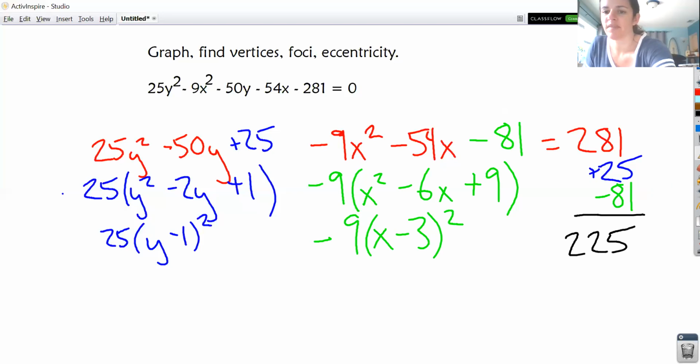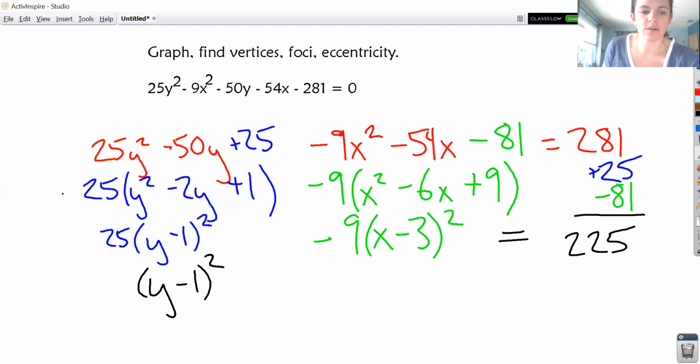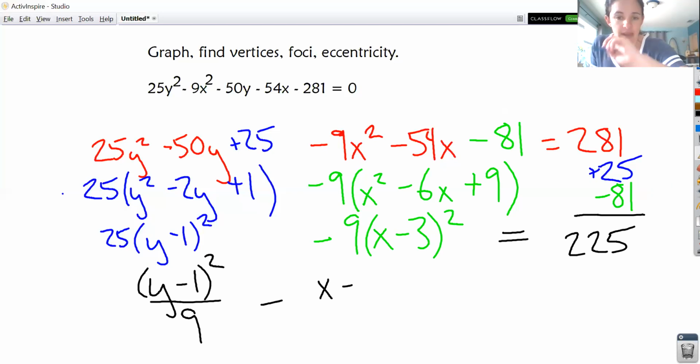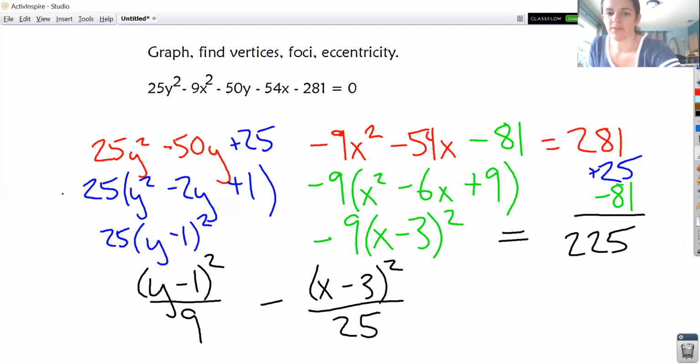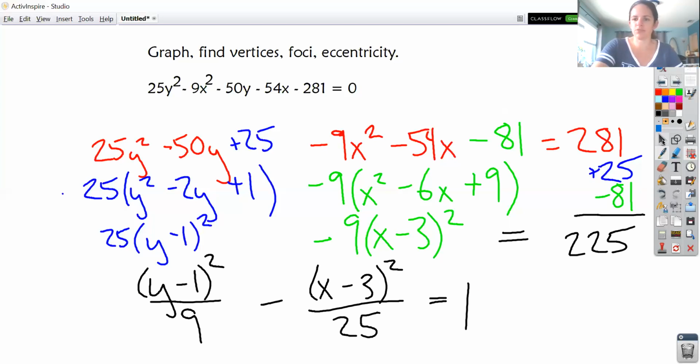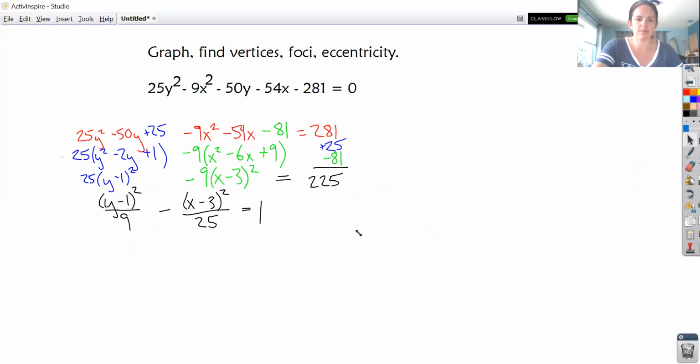So then if I go ahead and figure out what this right-hand side is, 281 minus 81 plus 25 would be 225. And then to get this in standard form, I would need to divide each term by 225. So 225 over 225 would be 1. So I get y minus 1 quantity squared over 9 minus, and then 225 into 9 becomes 1/25. So I get x minus 3 quantity squared over 25 equals 1. And that would be the equation, and that proves that this is a hyperbola because I've written it in standard conic form for a hyperbola.